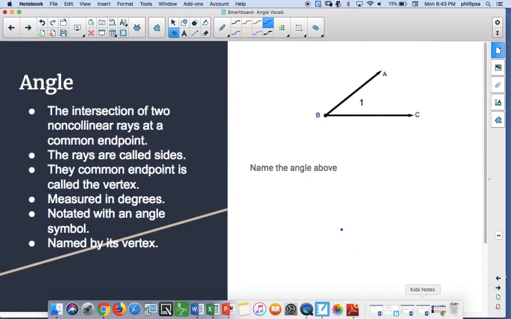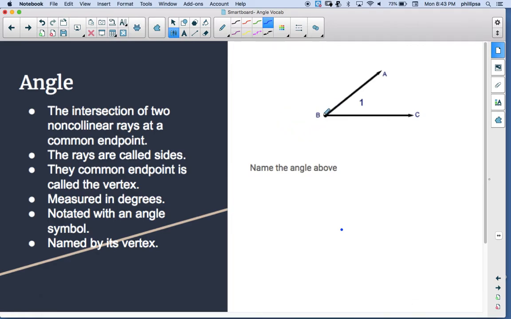So first we'll start with talking about the very basic, which is an angle. An angle is the intersection of two non-collinear rays at a common endpoint. Okay, so I have two rays here, ray AB, and I also have ray BC. They both have a common endpoint, which would be located at B. The two rays are called the sides of the angle, where that common endpoint B is going to be the vertex.